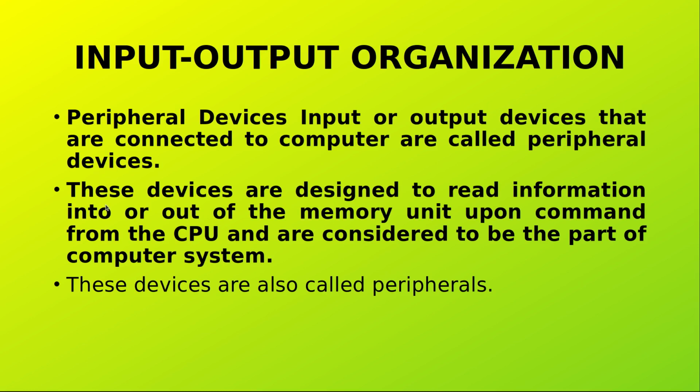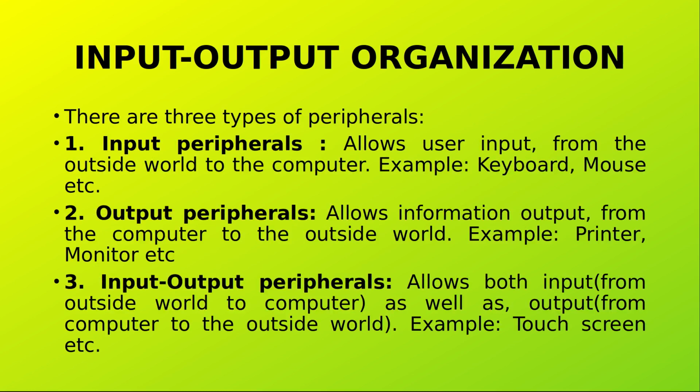These devices are designed to read information into or out of the memory unit upon command from the CPU, and are considered to be part of the computer system. Here there are three different types of peripherals. Input devices, such as keyboard and mouse, are examples of input devices.